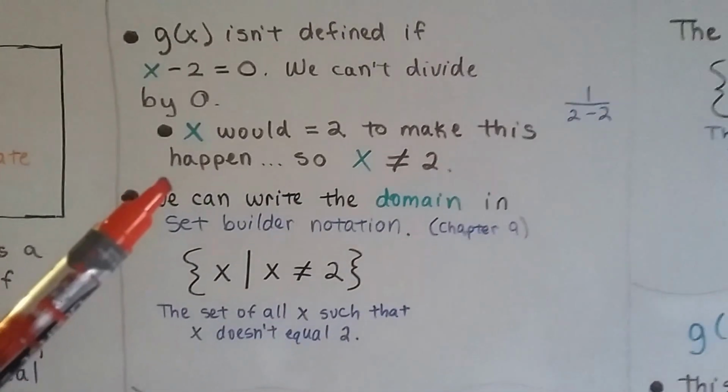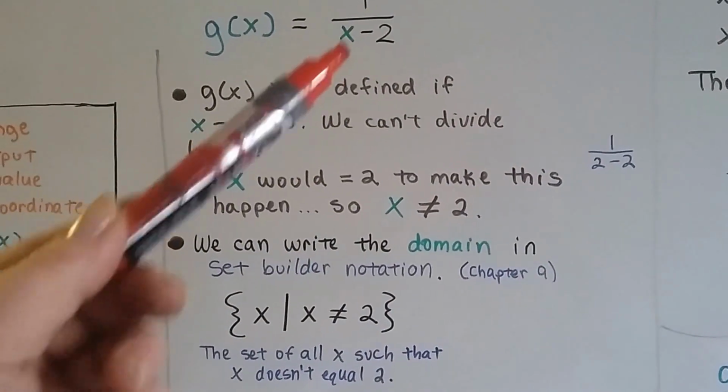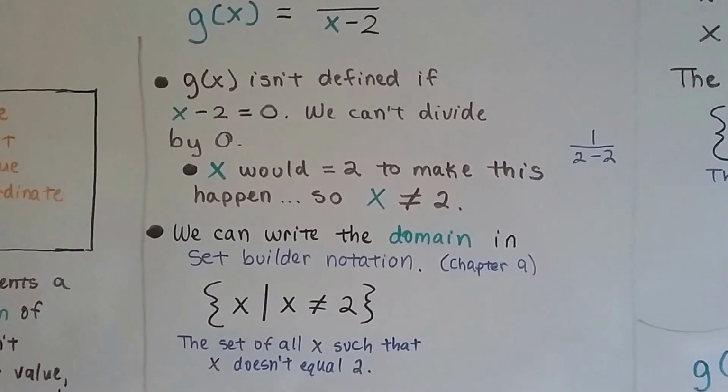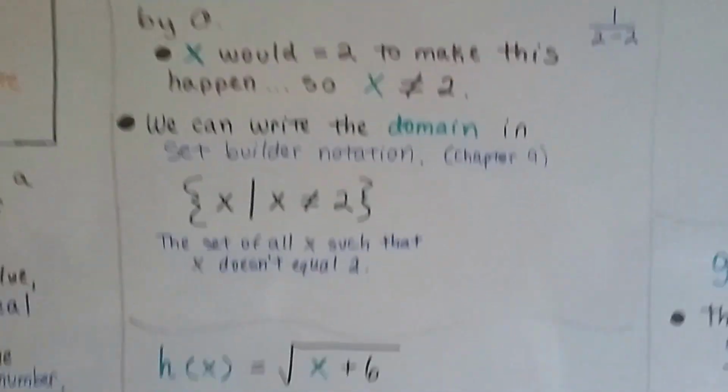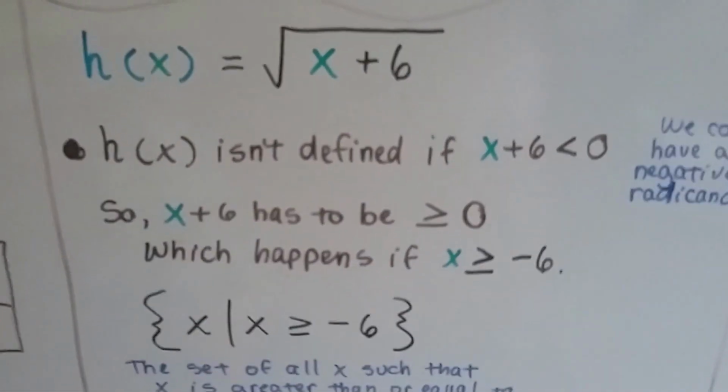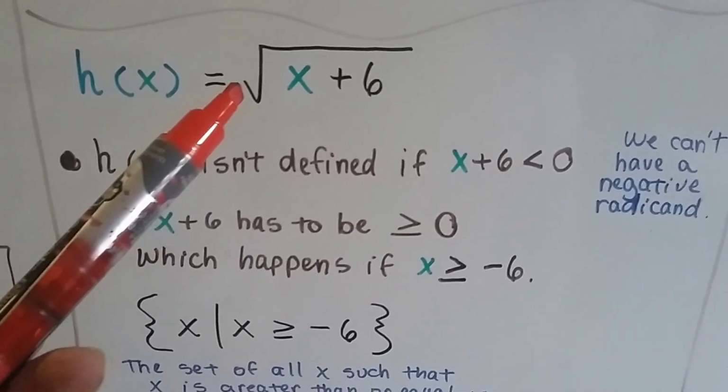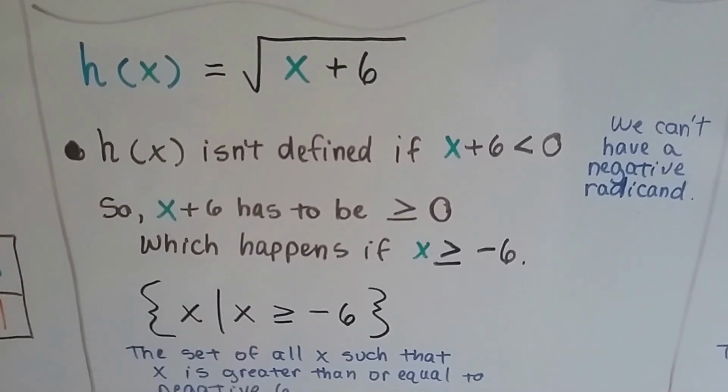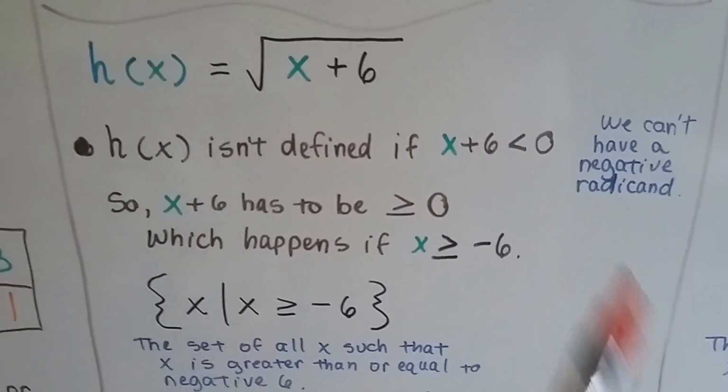So any other number would be fine, because we can have a negative denominator, right? We just can't have it equal 0. Let's look at this one. We've got h of x equals the square root of x plus 6. Well, we can't have a negative radicand, can we?